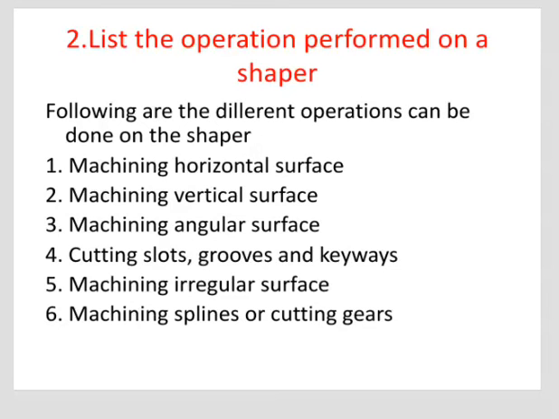The second question is: list the operations performed on a shaper. The following are the different operations that can be done on the shaper: machining of horizontal surfaces, then machining of vertical surfaces, angular surfaces, cutting of slots, cutting of grooves and cutting of keyways, machining of irregular surfaces and machining of splines or cutting gears. These are the operations which are carried out on the shaper machine.